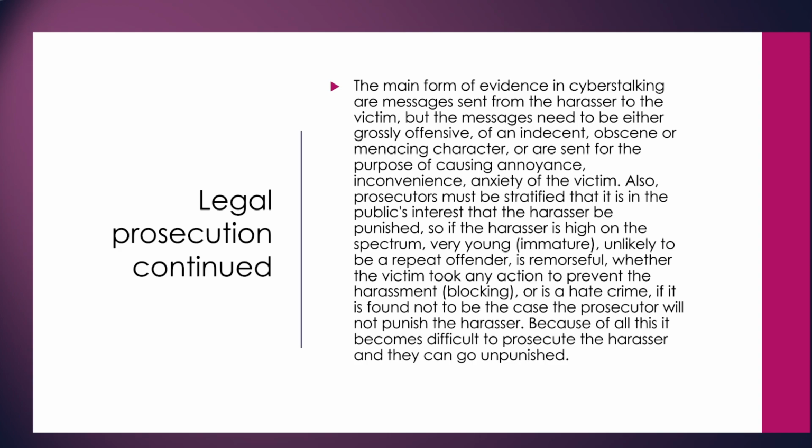So, the prosecutor will consider if the harasser is high on the spectrum, very young and so immature, likely to repeat the offence, or is remorseful, whether the victim took any action to prevent the harassment, so if they blocked them, for example, or if it is a hate crime. If it is found to be the case, the prosecutor will not punish the harasser. Because of all of this, it can be very difficult to actually punish the harasser.